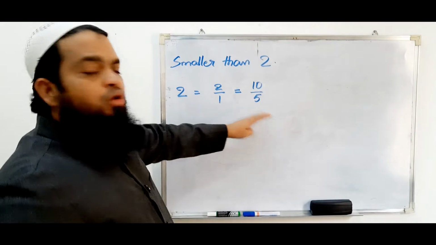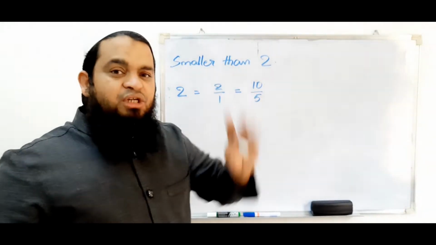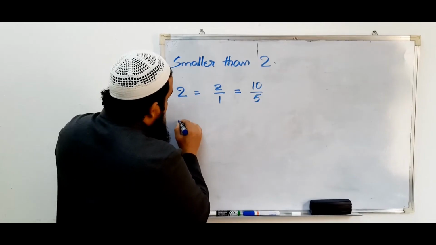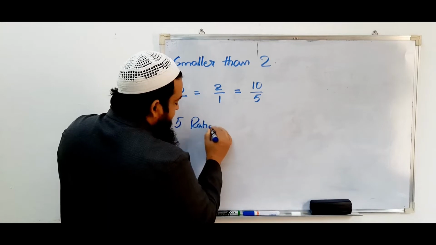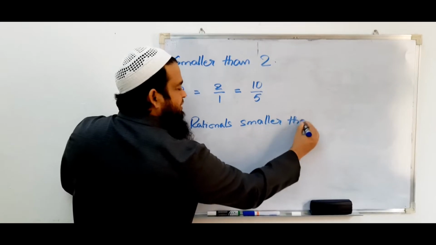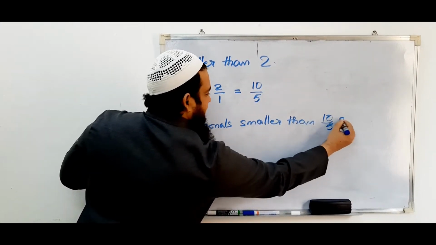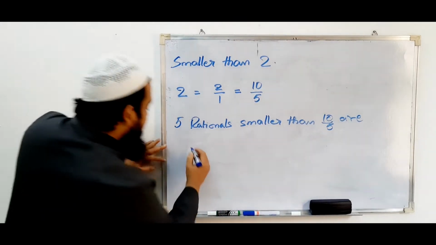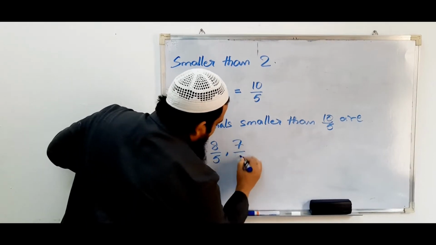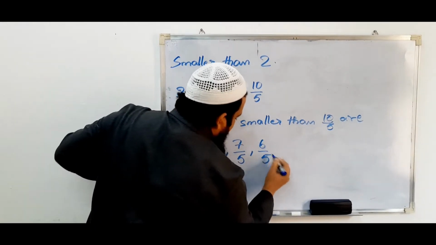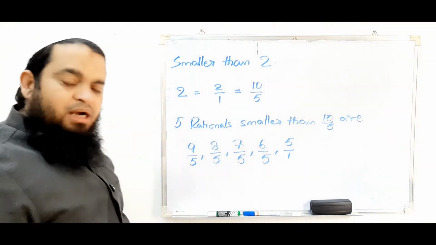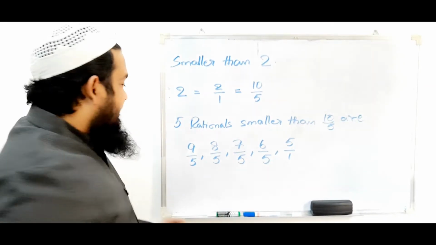Okay. So now write 5 rational numbers smaller than 10 by 5. So what are the rational numbers you know? So 5 rationals smaller than 10 by 5 are, yes, tell me, 9 by 5, 8 by 5, 7 by 5, 6 by 5 and 5 by 5. Is it right? Okay, understood? Shall I explain you one more with an example?